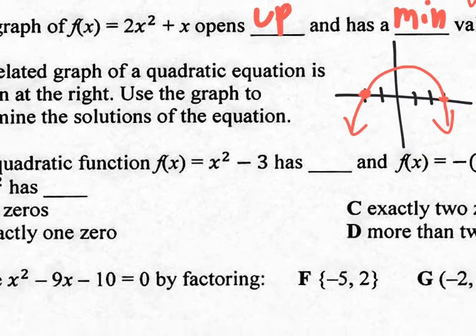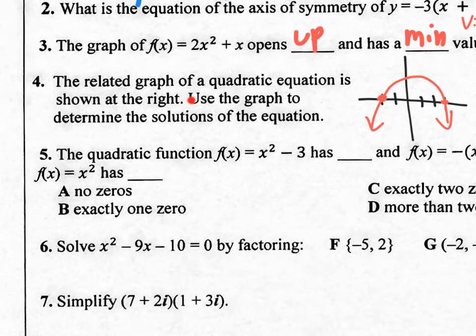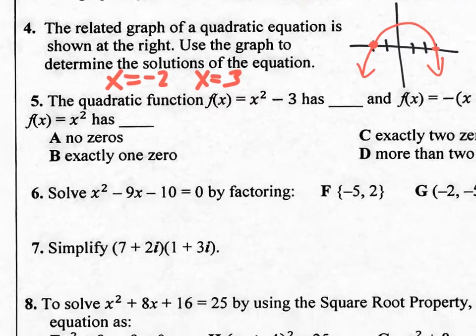Let's look at this question over here. It says, use the graph to determine the solutions of the equation. Remember, solutions are x-intercepts. So this x-intercept is -2, this x-intercept is +3. So the solutions are x equals -2 and x equals +3. It's that easy. Let's take a look at number 5 here.